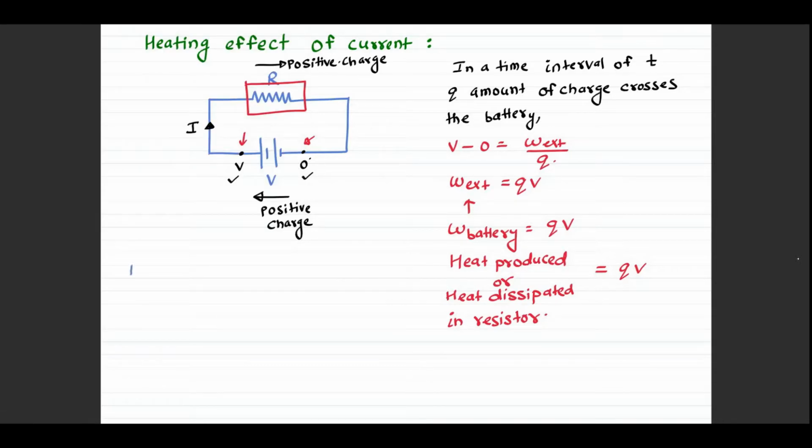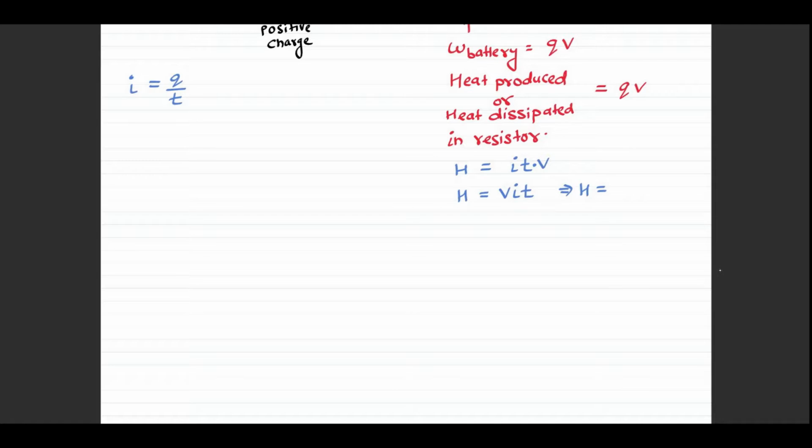I also know current in a circuit is the rate of flow of charge, so it will be Q by t. So can I say heat produced can also be written as I into t into V. Can I say H can be written as VIt? That can be converted to other forms with the help of Ohm's law. I can be written as V by R, or you can write V as IR.